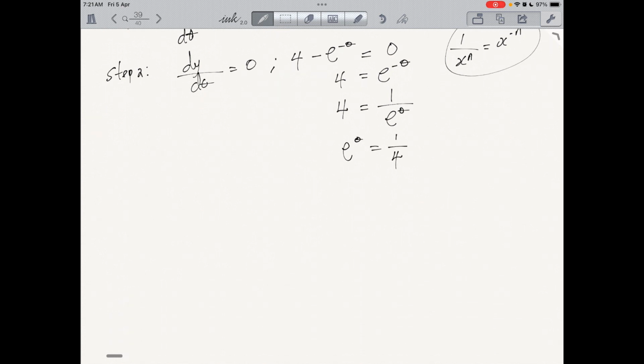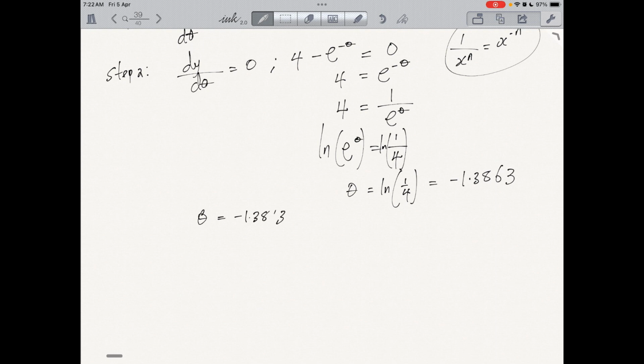Now, let's take natural logarithm of both sides. Natural logarithm will nullify the effect of exponential. Therefore, theta is ln of 1 over 4, and this is equal to minus 1.3863. So when dy/d theta is equal to 0, our value of theta is minus 1.3863.